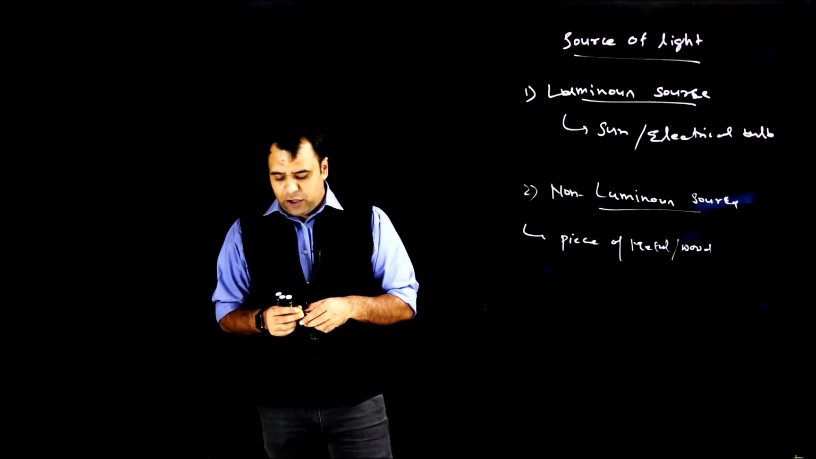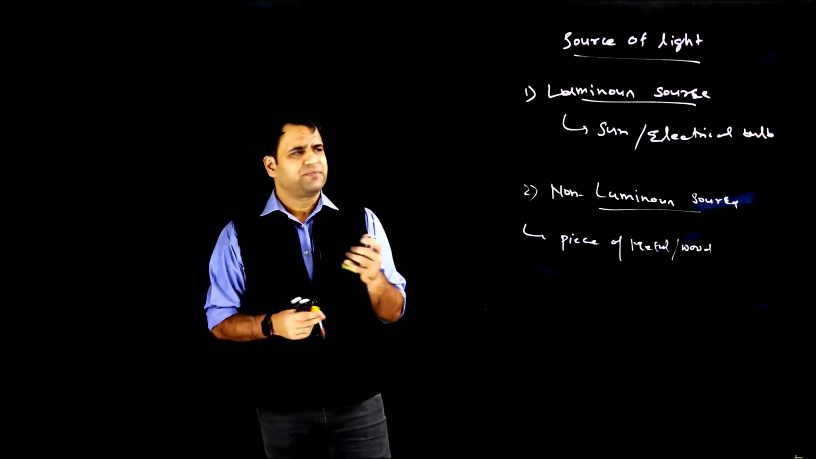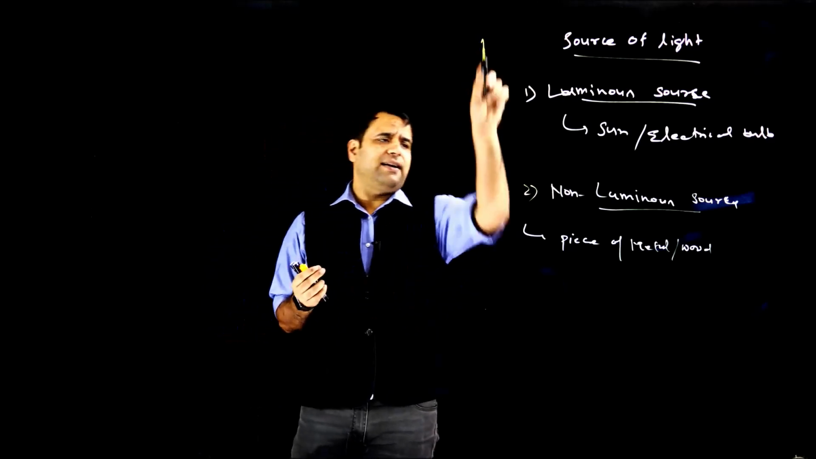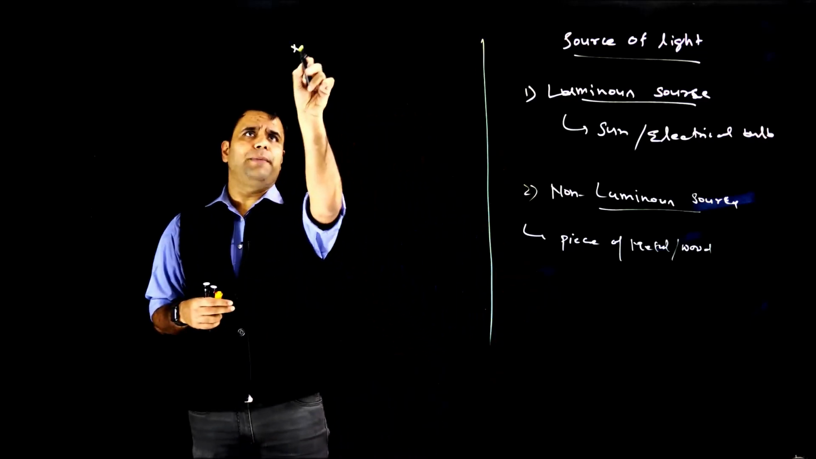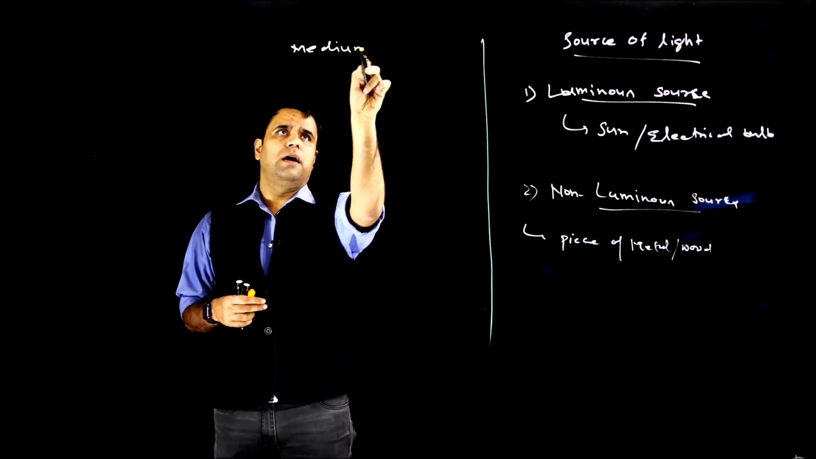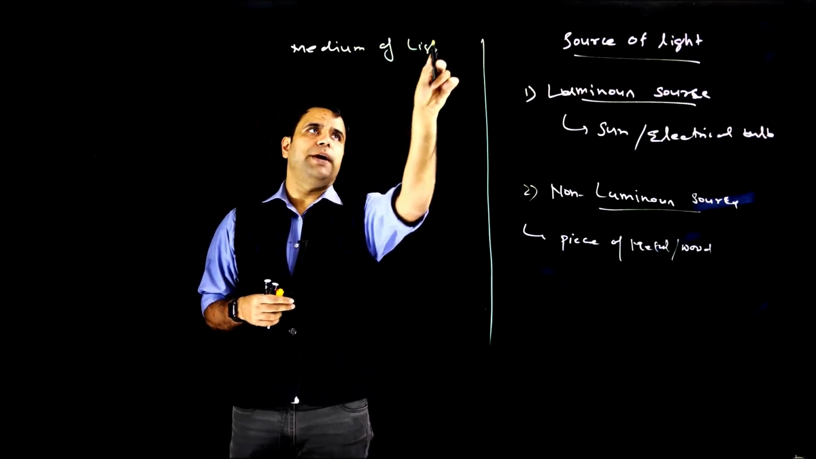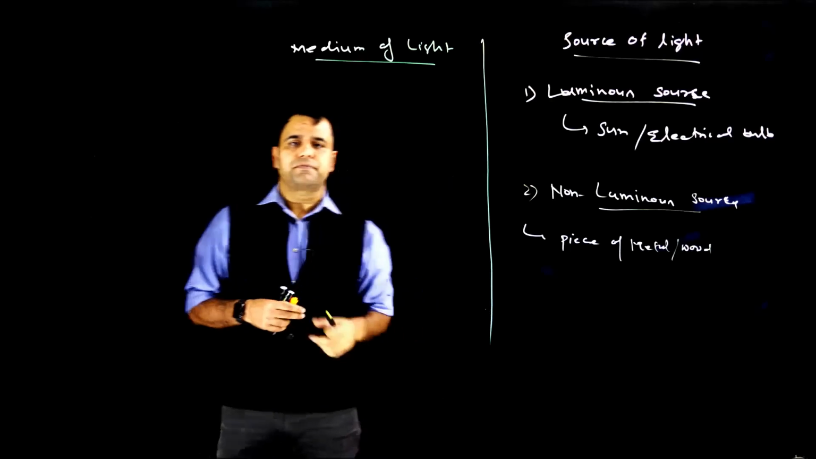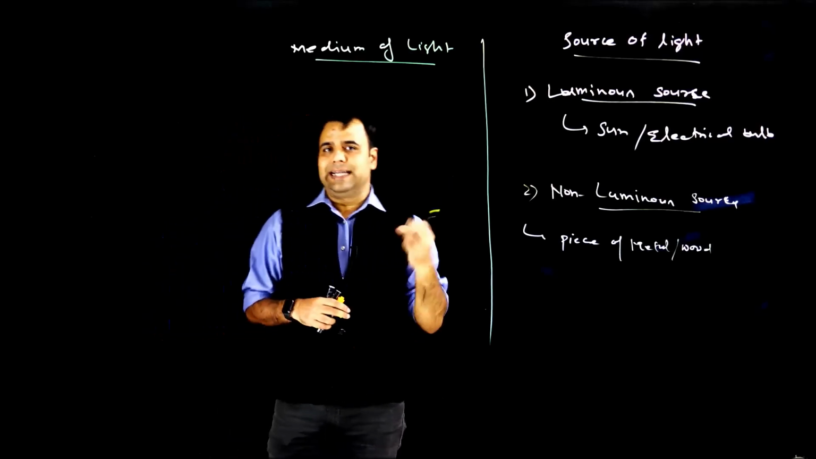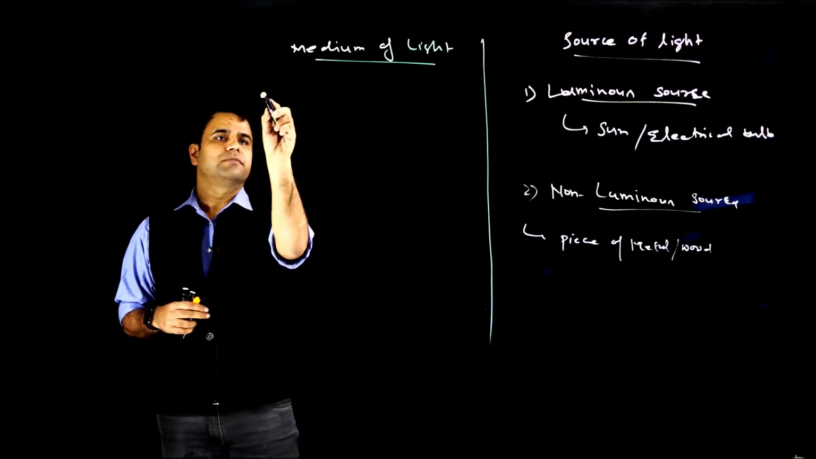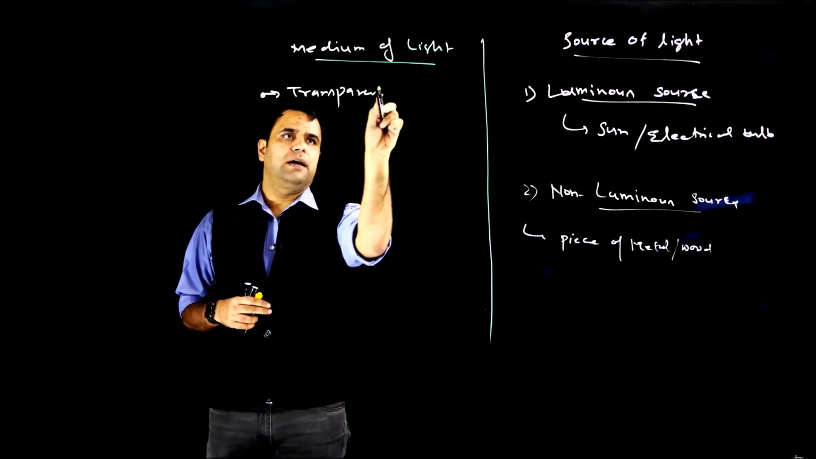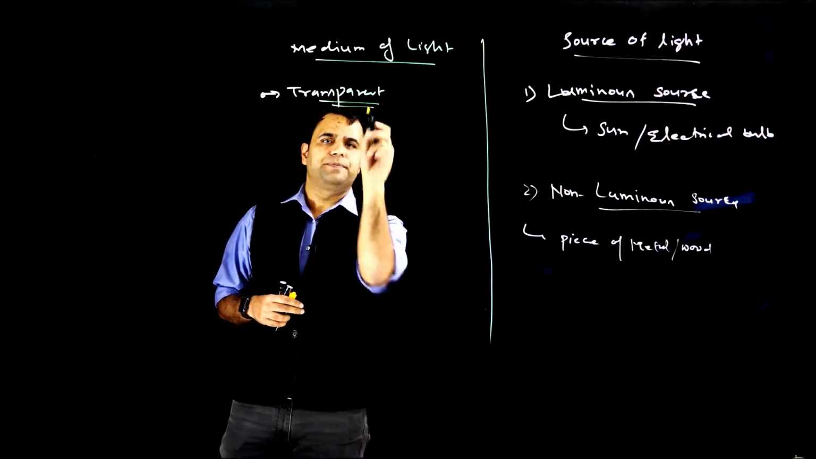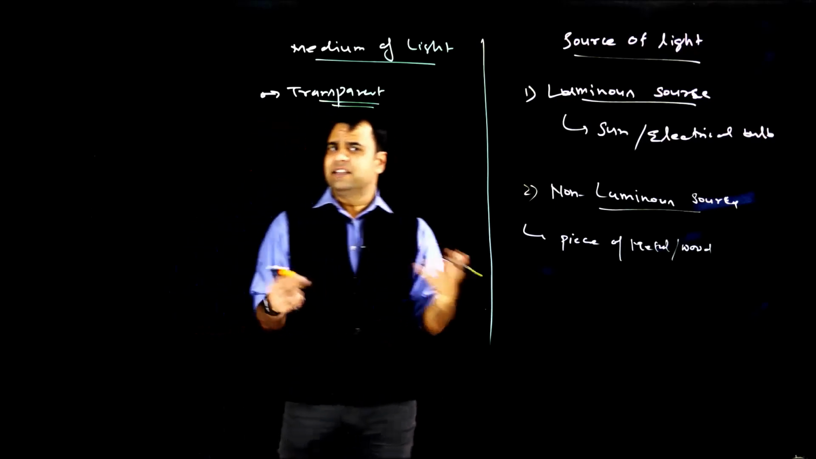Apart from that, we can also talk about the medium of light, because light starts from the source and it travels towards the receiver. When we talk about the medium of light, we'll divide the medium into three categories. First is transparent medium. Like right now, this air is a transparent medium.